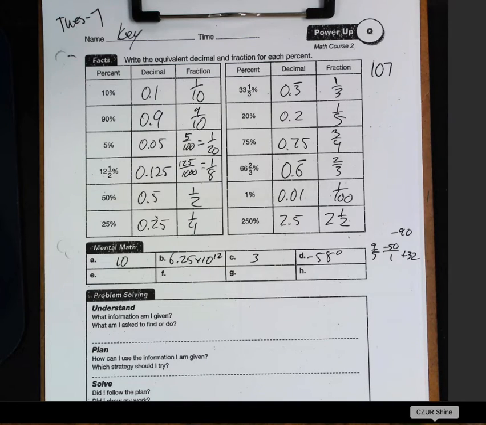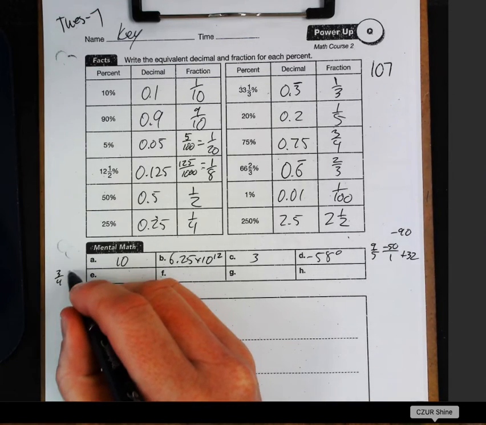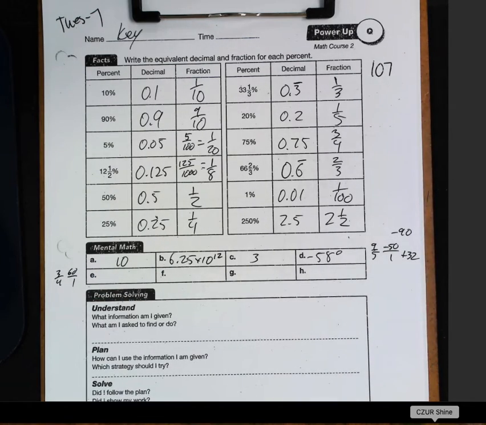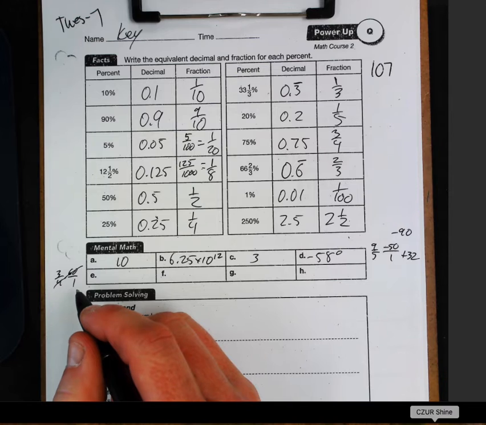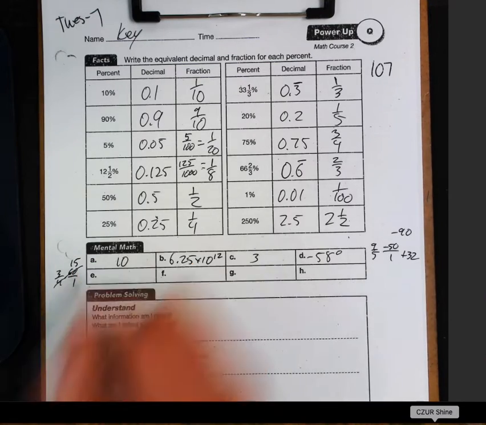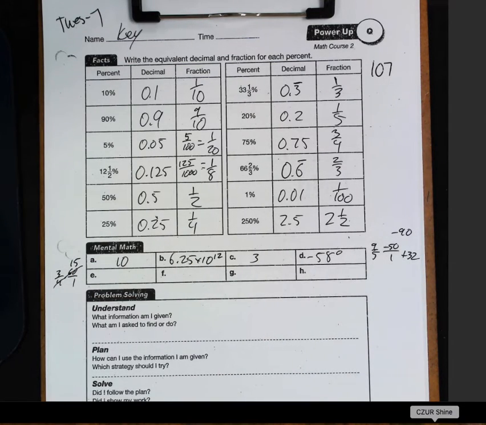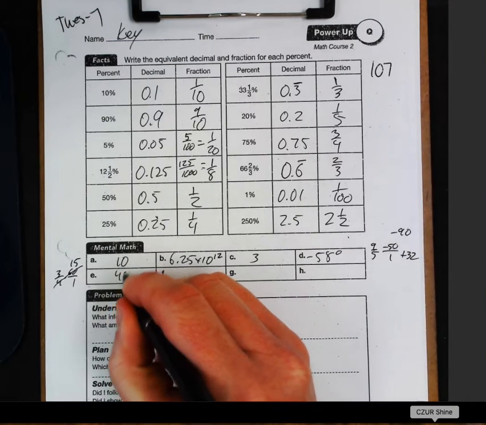Letter E. Armani. Kaylee. 3/4 times 6 over 1 plus 50. So we cross out the 6 plus the 5 and we do 15. Then we do 15 times 3. 45. Excellent.